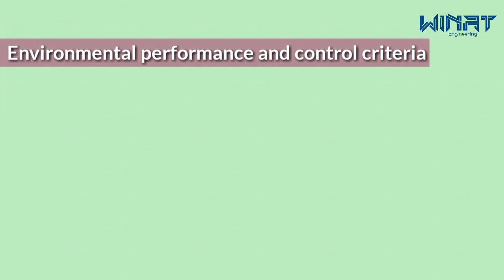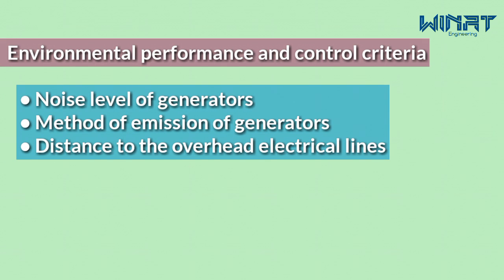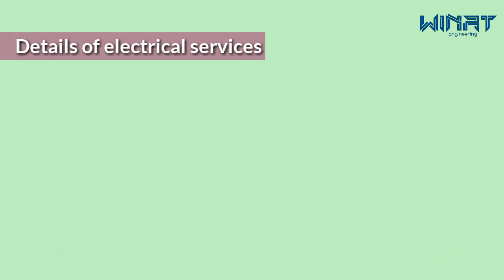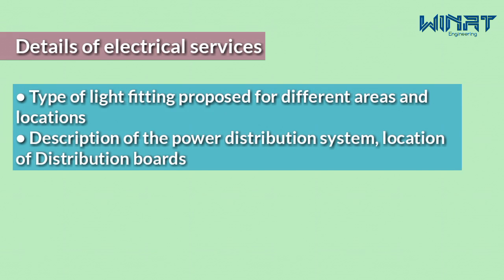Environmental performance and control criteria contain noise level of generators, method of emission of generators, distance to the overhead electrical lines. Details of electrical services contain the type of light fitting proposed for different areas and locations, description of the power distribution system and location of distribution boards.